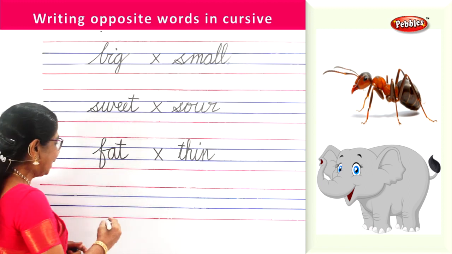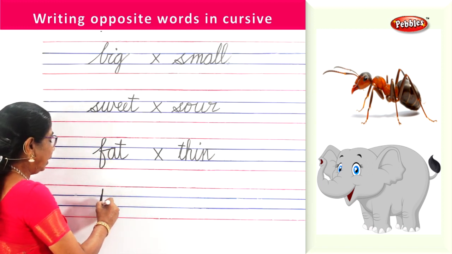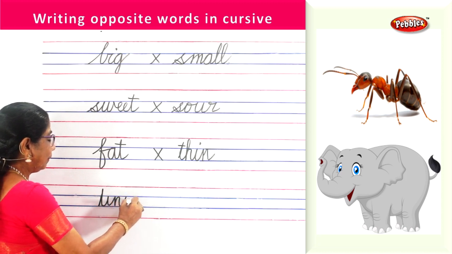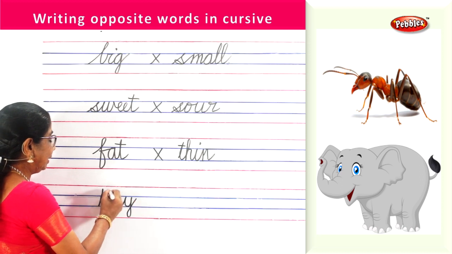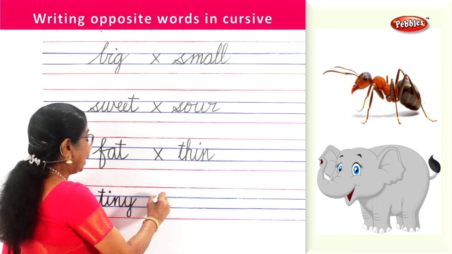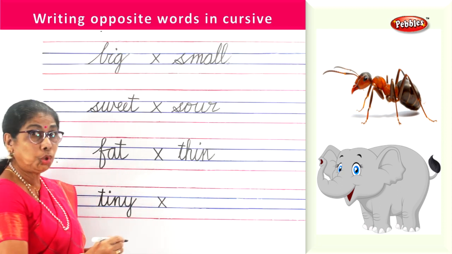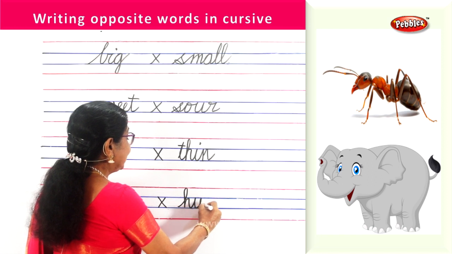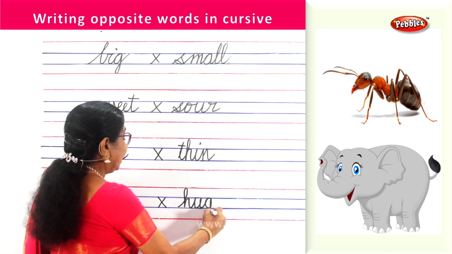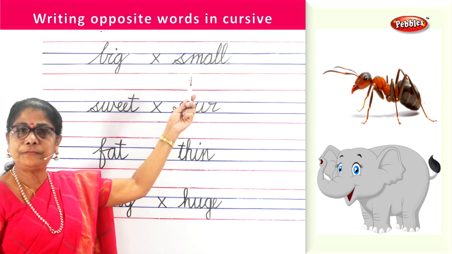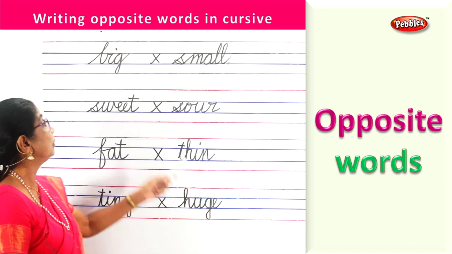Spell tiny. T, I, N, Y. Tiny. The ant is tiny. Elephant is huge. H, U, G, E. Huge.